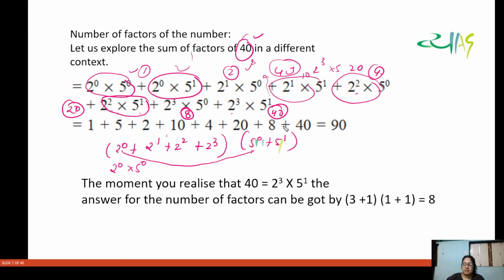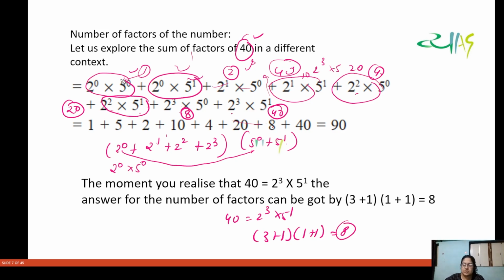So each of the numbers is included, okay. So these are basically the number of factors. Now you don't have to do anything else, just take the power of these numbers, add 1 to each of them, and then multiply them. So you get the number of factors.